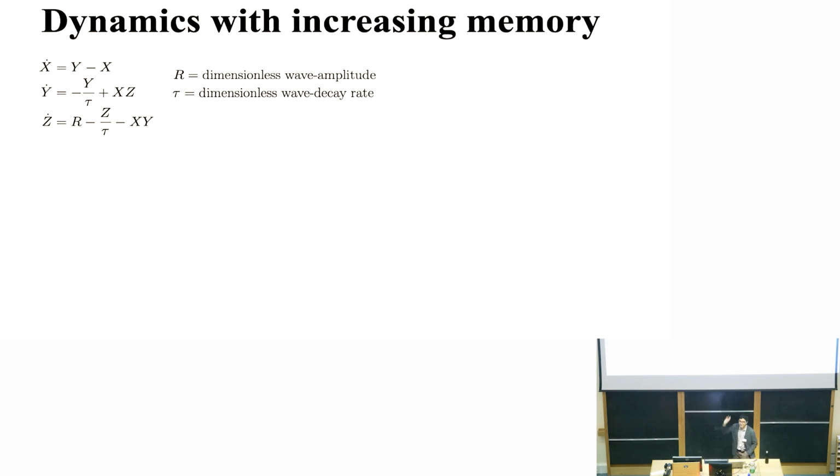All right, so these are the same equations as on the previous slide, same Lorenz equations. I've just rescaled them so they are more meaningful for the walking droplet. So we see two dimensionless parameters here. We have R and we have tau. So R, you can think of as a dimensionless amplitude of the waves generated by the droplet, and tau is the rate at which the waves generated by the droplet decay. So think of tau as the memory of the system, or the memory of these waves.